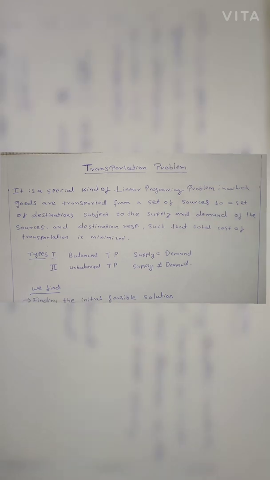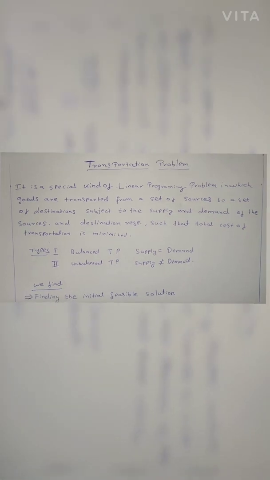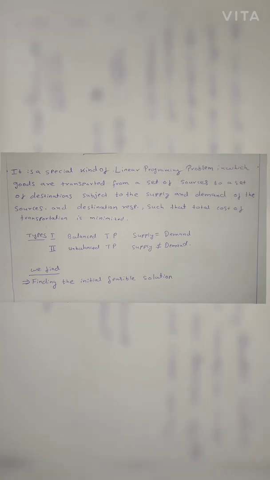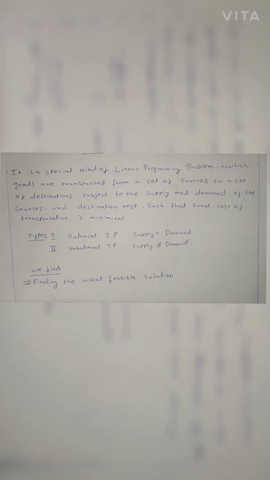We tend to find the initial feasible solution, trying to find the minimized transportation cost. Now there are three methods to find this solution. The three methods are the northwest corner cell method, the second is the least cost cell method, and the third is Vogel's approximation method. Using these three different methods we tend to find our feasible solution.